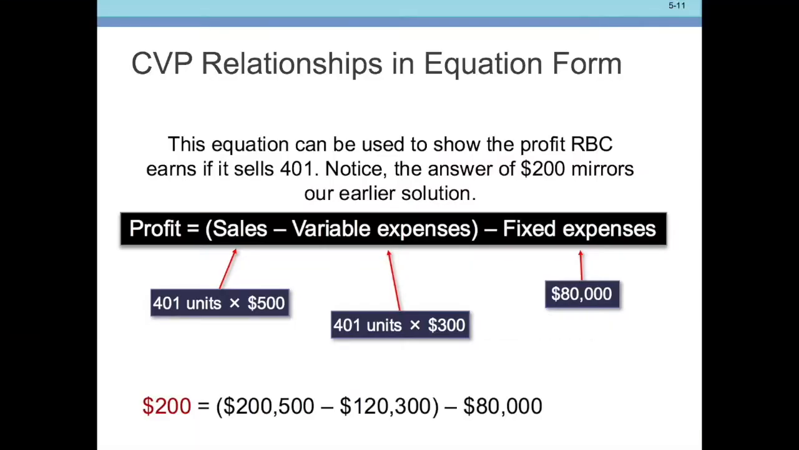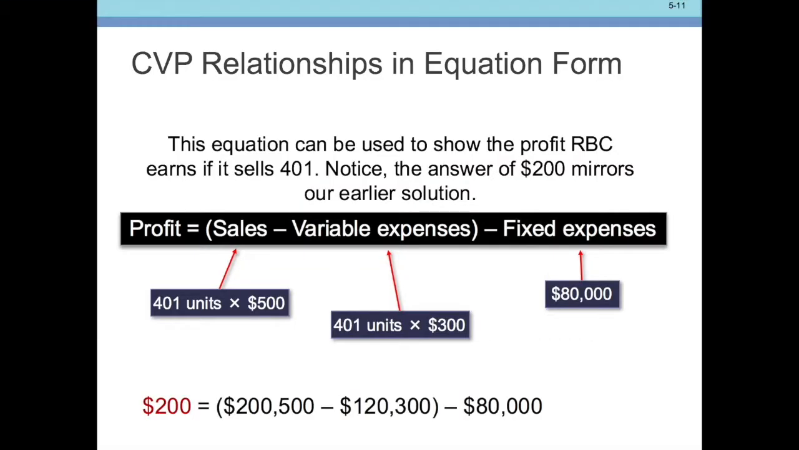The contribution margin is sales minus variable expenses, and then we subtract fixed expenses off of that, and we'll end up with profit. So the contribution margin is very important, and we do that first. And if we do it on a per unit basis, it's very helpful. So let's keep going with this formula.